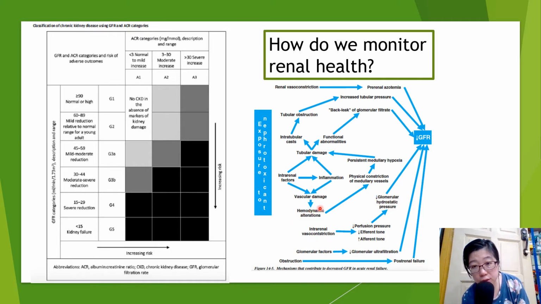So there's direct damage to the vascular due to factors such as inflammation, right? Some due to extra vasoconstriction and so on, that eventually can cause a decrease in the pressure, and all that reduces the GFR.